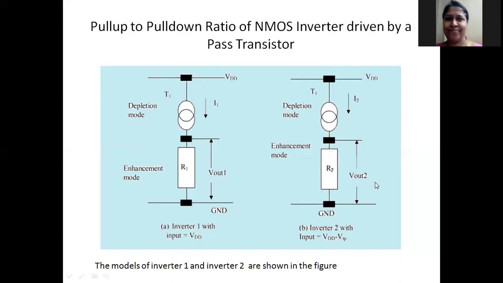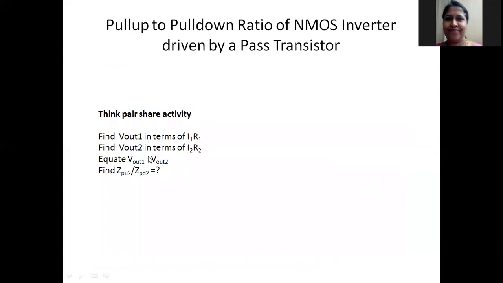After finding that, equate V output 1 to V output 2 and find out what is ZPU2 by ZPD2. So you will have to arrive at the correct answer, which we will discuss. So this activity will be considered as think, pair, share activity for you people, and it will be considered for your evaluation. Thank you.